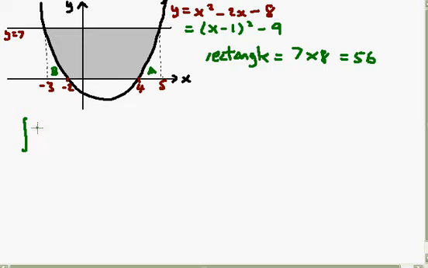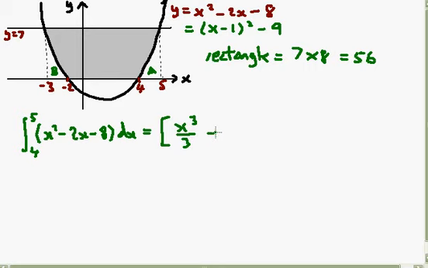Okay, so I'm going to integrate x squared minus 2x minus 8 dx, and I'm going to evaluate it between x is 4 and 5. So I write my answer in square brackets as usual. I get x cubed over 3, take away x squared, take away 8x, evaluated between 5 and 4.